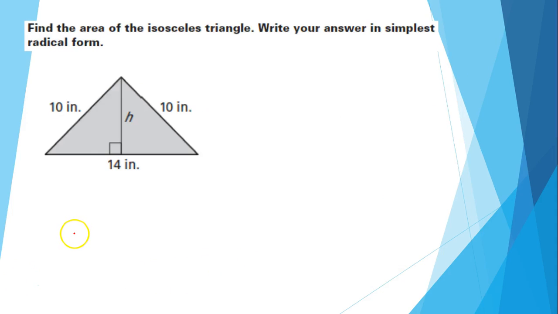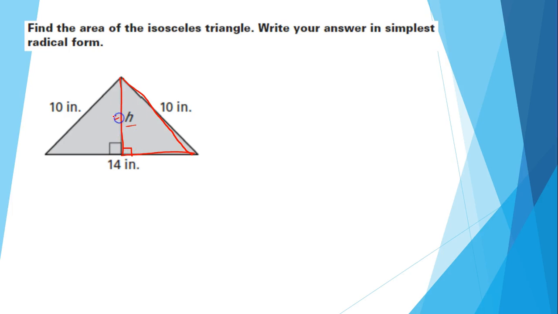The last example I have for you before we go on to the lesson quiz is we're going to find the area of the isosceles triangle. We're going to write the answer in simplest radical form again, and we're going to be using our Pythagorean theorem to help us in figuring out the height or the altitude of this triangle. So this right here is going to be one of our legs in this triangle. I'm going to highlight it in this triangle right here, which is a right triangle.